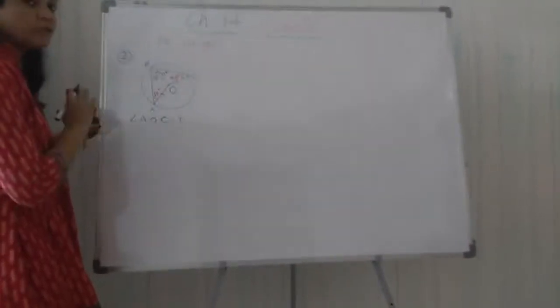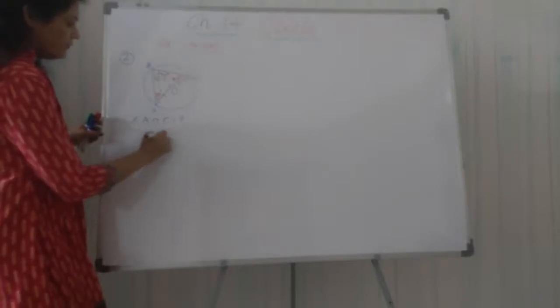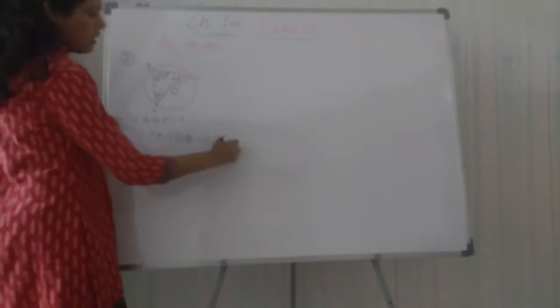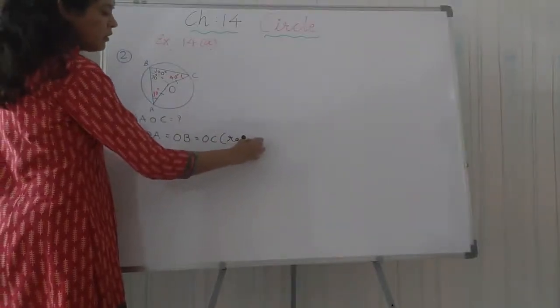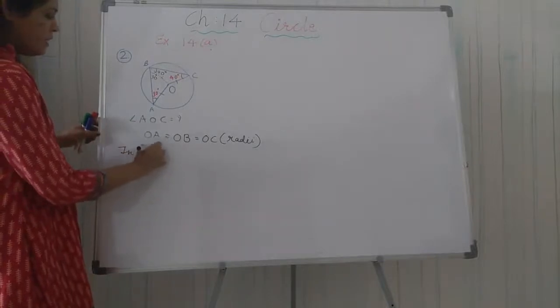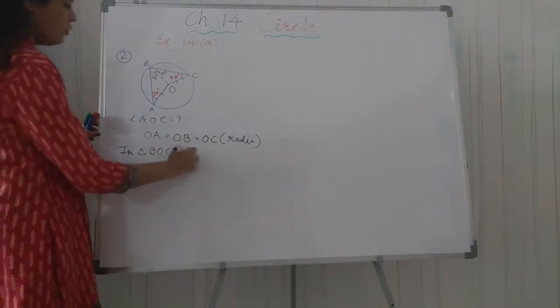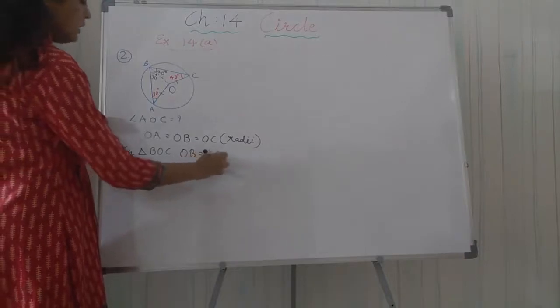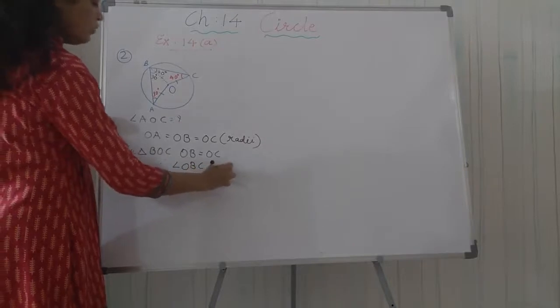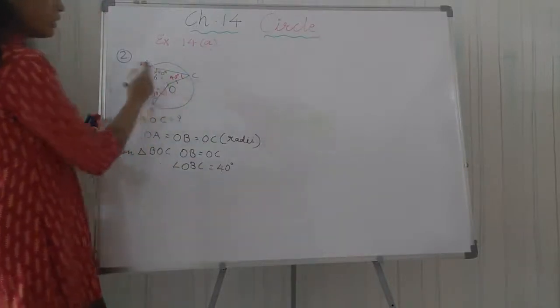So now students, I am writing here, as they asked to write the full working in this question. First of all, writing OA is equal to OB is equal to OC. They all are radii here, so they are all equal in measure. Now in triangle BOC, OB is equal to OC. Therefore, angle OBC is equal to 40 degrees. Right? I have already shown in the figure.